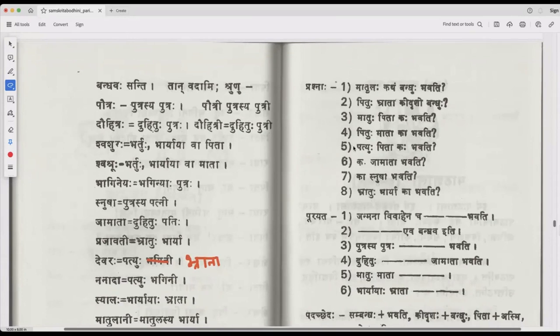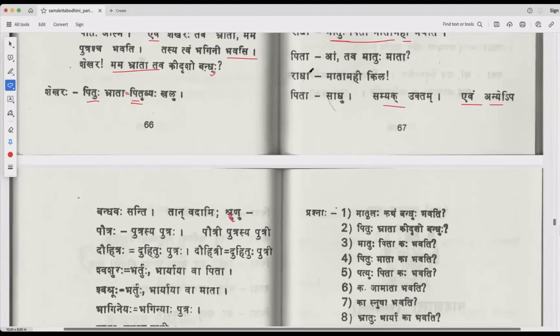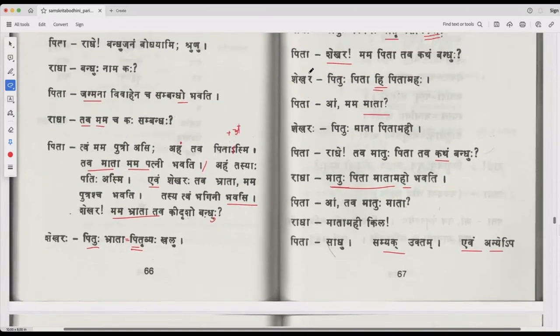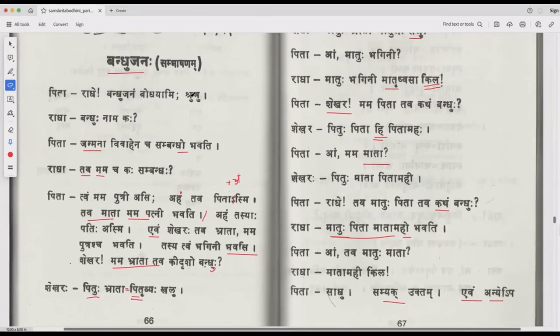Pautrah putrasya. By the way, I think we mentioned this earlier also. It should be shrunu as in rukara. Even the earlier one, there was a mistake. I think we saw here also. It is not shru, but it is shr. This is how it should be written.